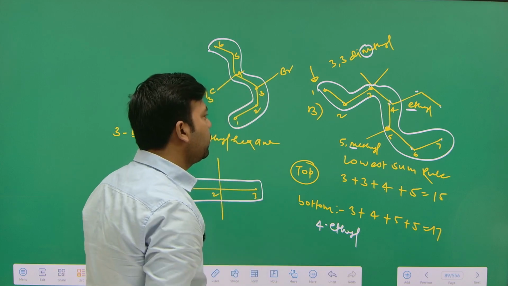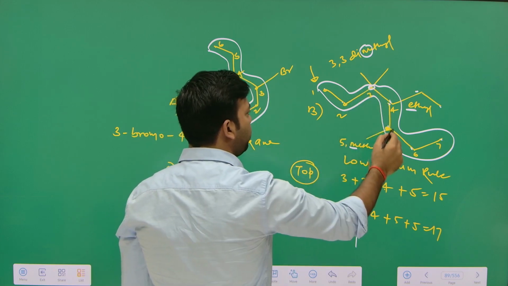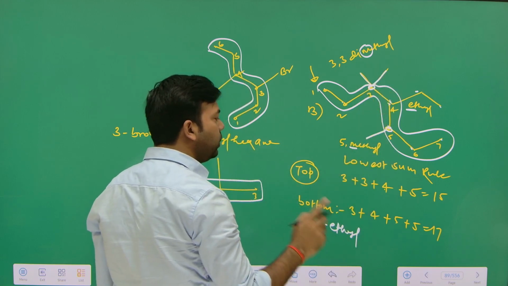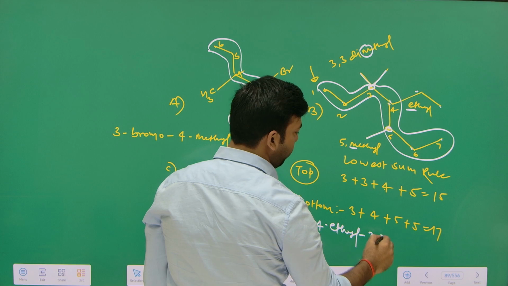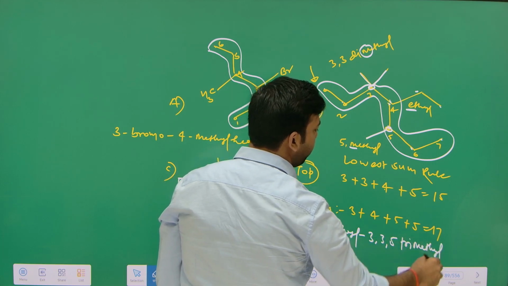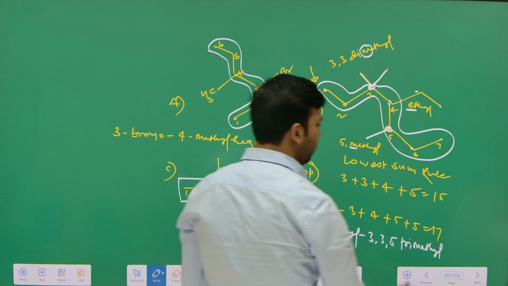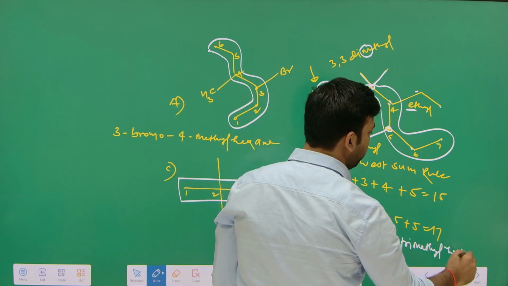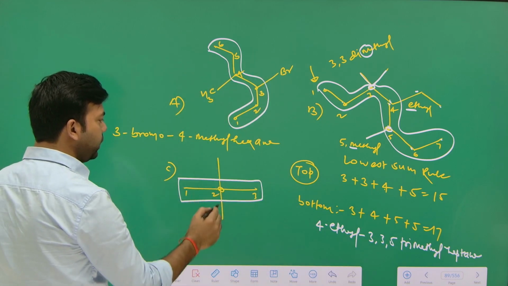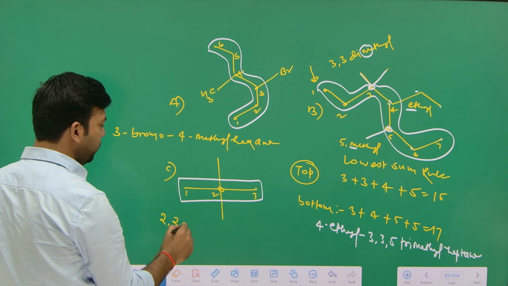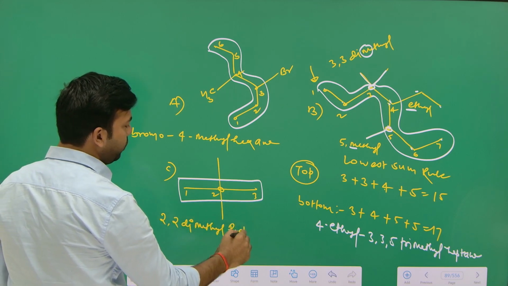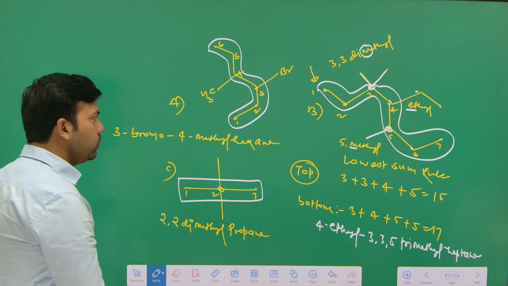Now number 3 and number 5 have the same substituent, both are methyl, so 3 times, 2 here and 1 here. So we will say 3,3,5-trimethyl. What is the word root? 7, so heptane. Clear? This one is simple. Number 2 has 2 side chains, both the same, so 2,2-dimethyl propane. Prop is the word root, ane is the primary suffix. So this is all about the alkane.